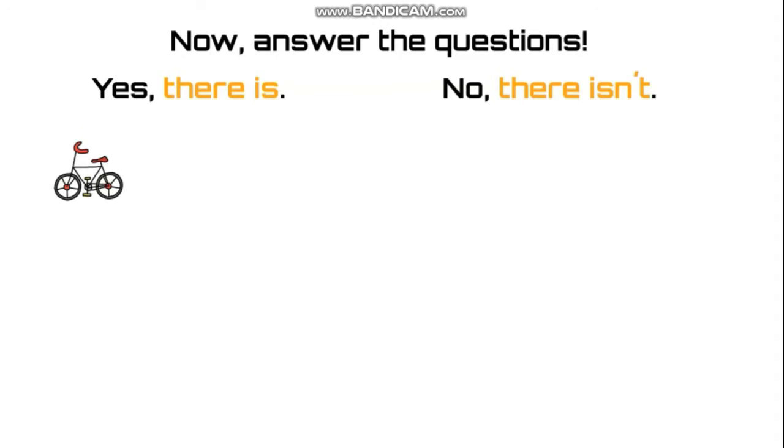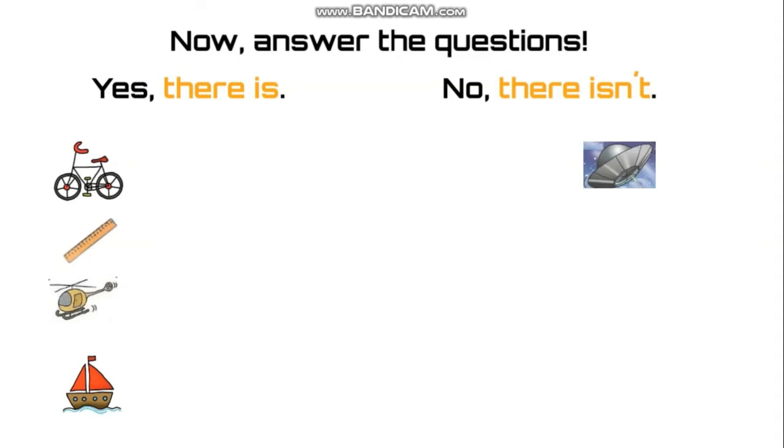Is there a bike at the park? Yes, there is. No, there isn't. What do you think? Is there a ruler at the park? Is there a helicopter at the park? Is there a boat? Is there a UFO at the park? Yes, there is. No, there isn't. What do you think? Is there a block? Is there a ball at the park? And is there a car at the park?